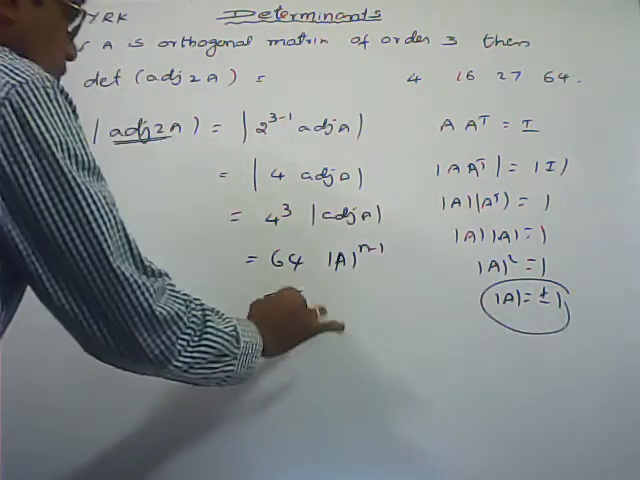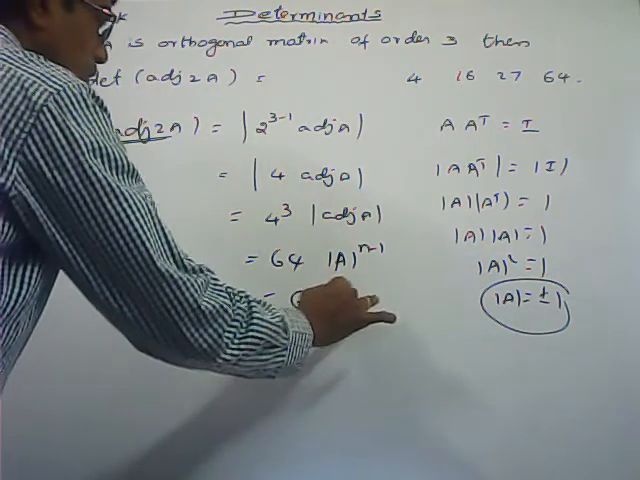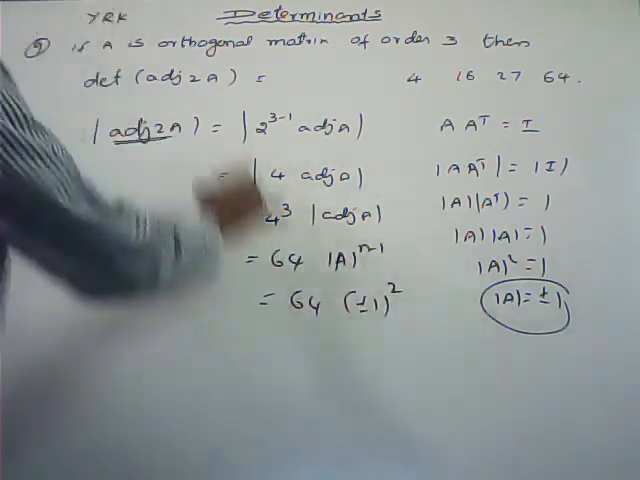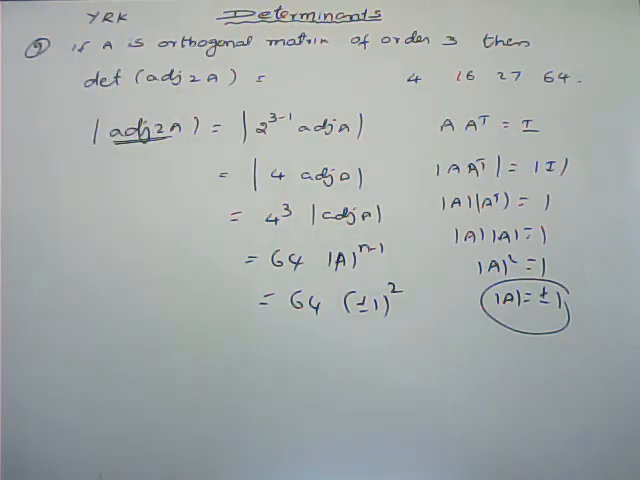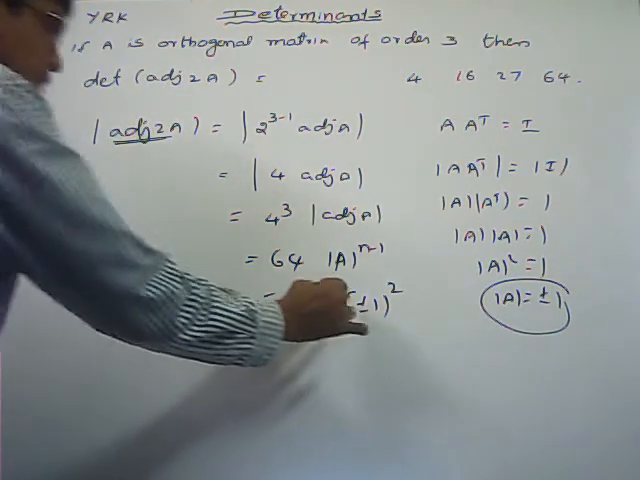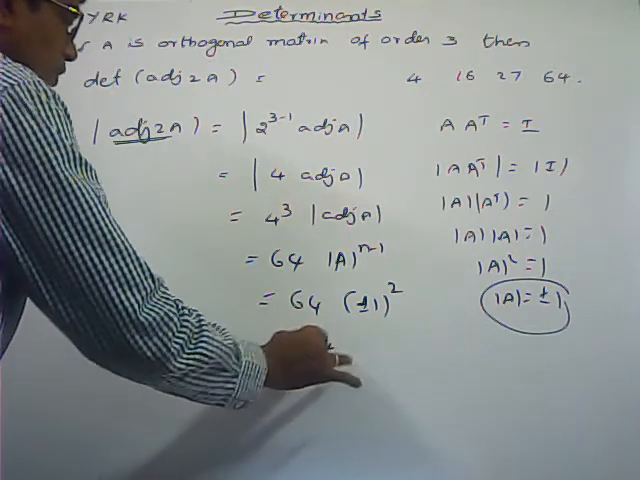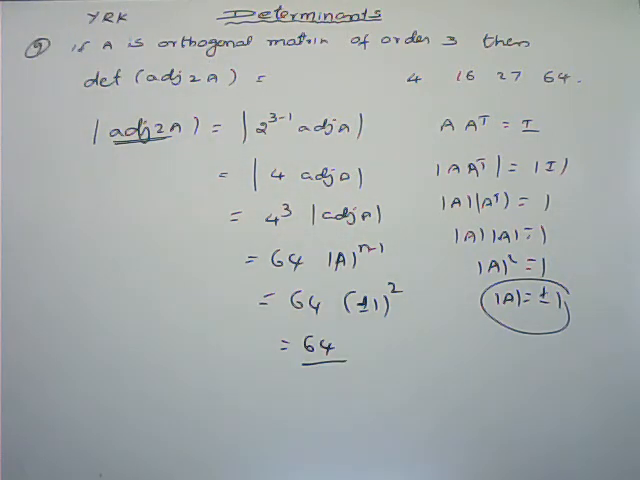So 64 into det A value, we got plus or minus 1, 3 minus 1, that is 2. N is the order of the square matrix. So by squaring, here we can get 1 only. 1 into 64, that is 64.